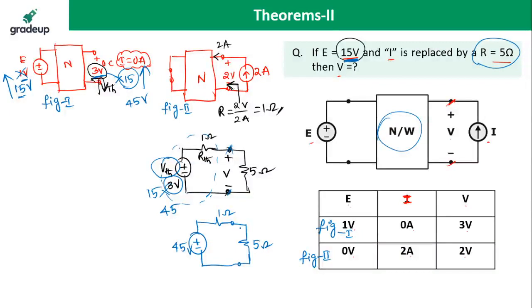Now you can calculate the voltage across this 5 ohms. So voltage across that 5 ohms is equal to 45 into 5 divided by 6. That could be the possible answer. It could be around 37, 38, like that.